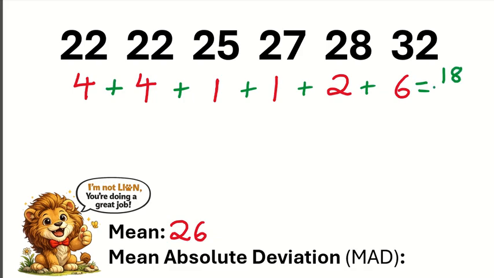Now remember, you have to divide the sum by the number of numbers. And in case you forgot, there are 1, 2, 3, 4, 5, 6 numbers. So we're actually going to divide 18 by 6. And 18 divided by 6 is 3. Thus, our mean absolute deviation is 3.